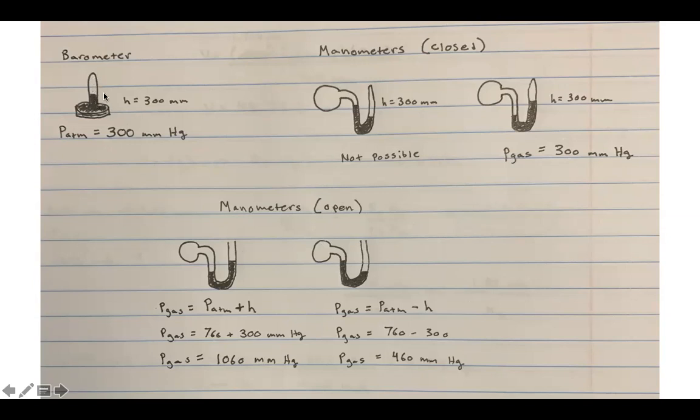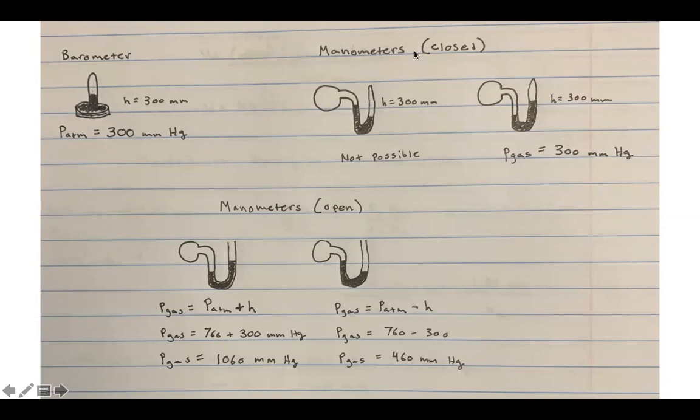And so the height differential of that mercury just represents the atmospheric pressure, and it's typically given in millimeters or centimeters. And because we're talking about mercury, your units would be millimeters mercury, for example. So if the height differential is 300 millimeters, our atmospheric pressure is just 300 millimeters mercury. Now let's move on to the manometers.